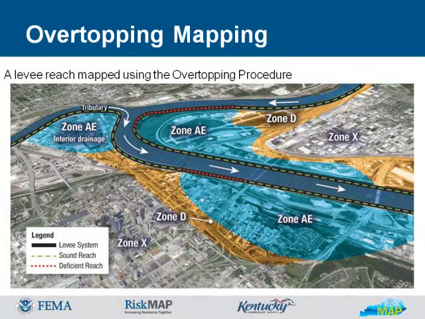The overtopping procedure determines the elevation and location where the levee is overtopped during the 1% annual chance flood event, the length of time that overtopping occurs, and the average flow rate overtopping the levee. This graphic depicts an example of flood risk areas that may be mapped after using the overtopping procedure.